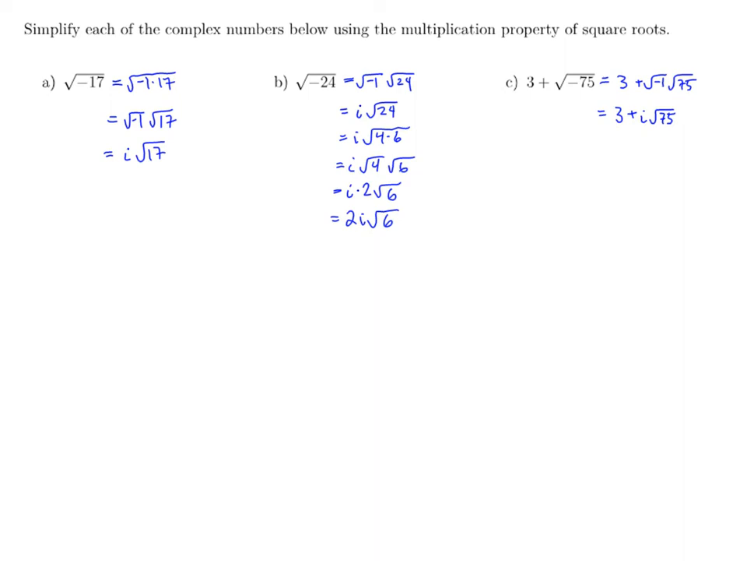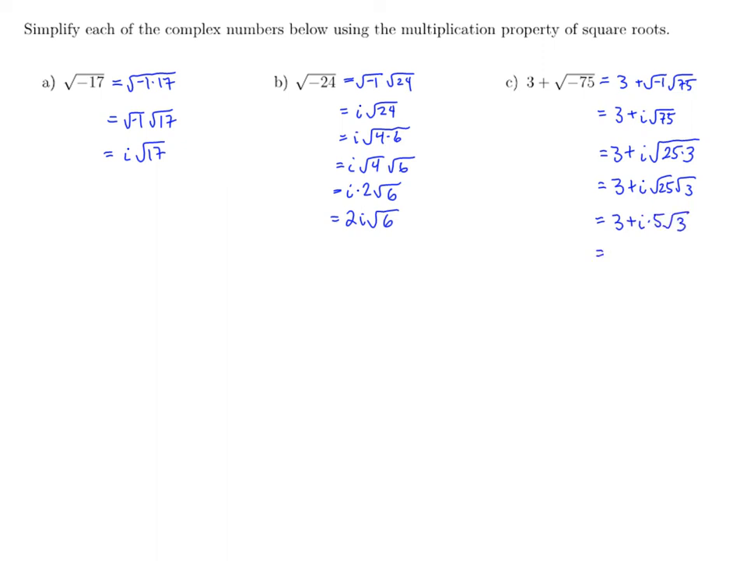So from here, the largest perfect square factor of 75 is 25, so this will break down to 3 plus, and then I still have i, and then inside that radical, I'm going to write it as 25 times 3. From there, applying the multiplication property for square roots, I'll have 3 plus i times the square root of 25 times the square root of 3. And so that will be 3 plus i times 5 times the square root of 3.